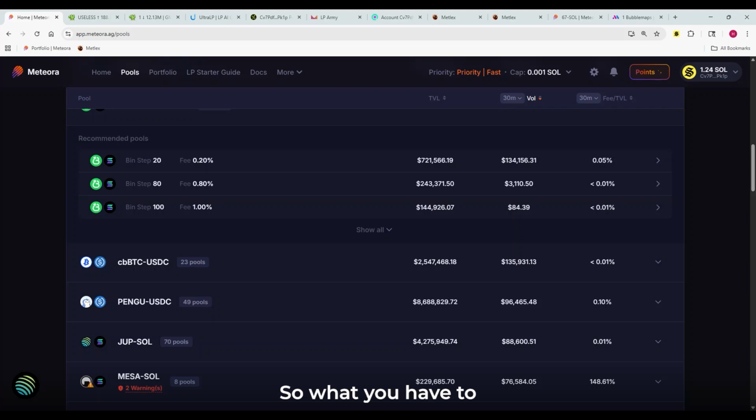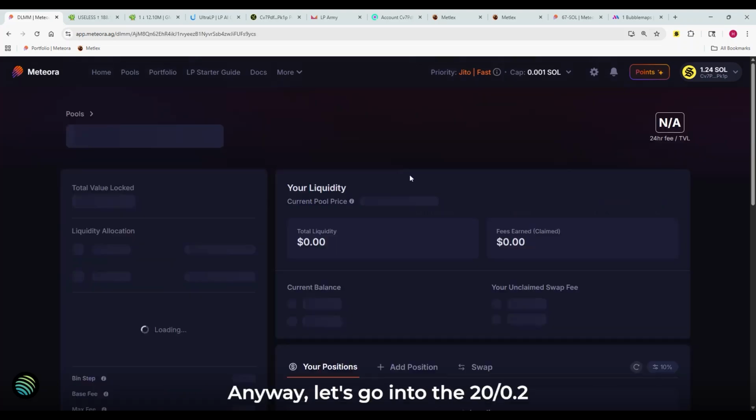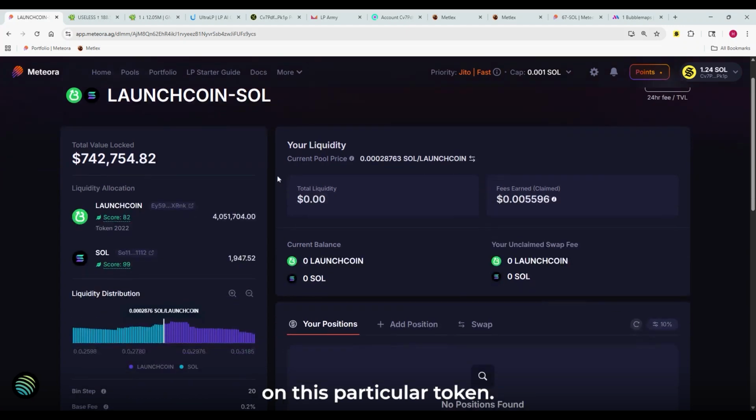So what you have to understand as an LPer is making the correct choice based off of the token itself. How old is it? How established is it? What's the volatility? What's the volume? If something is extremely low market cap and really volatile and new, I'm going to want a high fee because the risk of rug is much higher, or the impact on price is much higher. I need to have a higher fee to select that. But anyway, let's go into the 20 on this particular token.